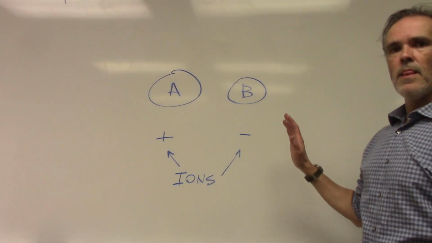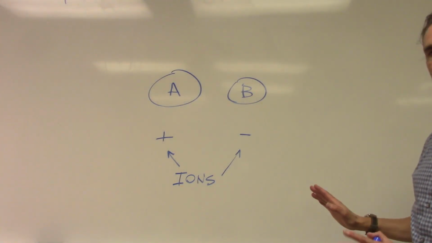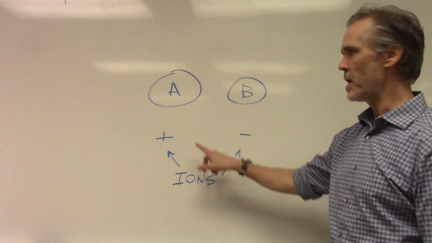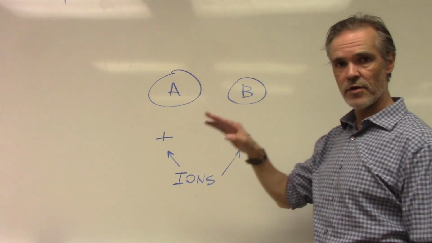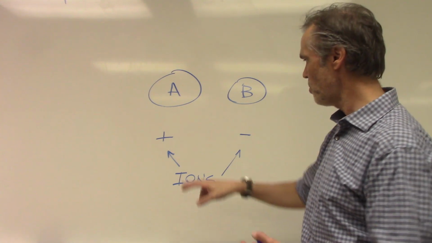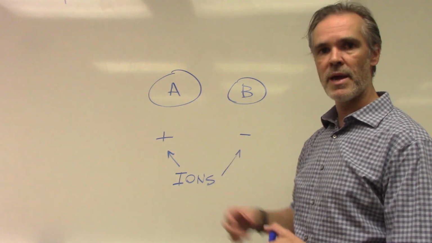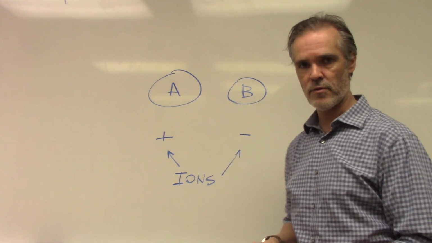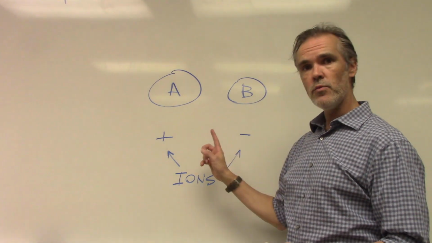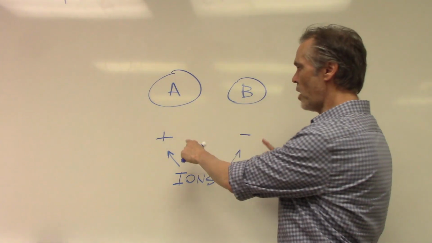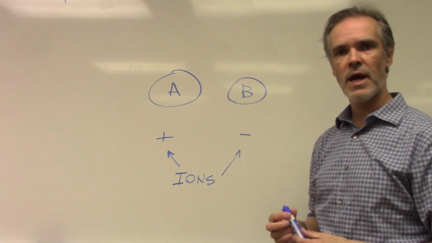So let's imagine that I have two ions. I named them A and B. Don't forget what an ion is, right? It's either charged positive or charged negative, based on the number of electrons it has. So when we have two ions like this, one positive and one negative, what do you think happens?